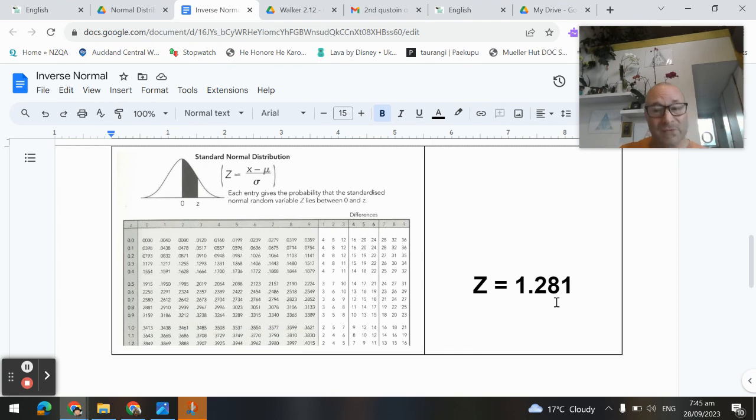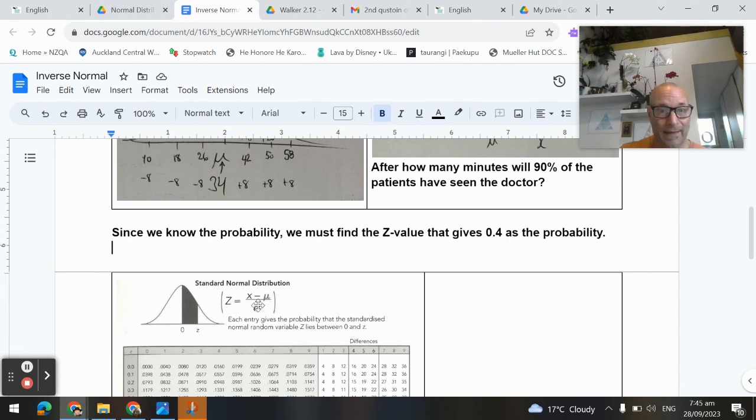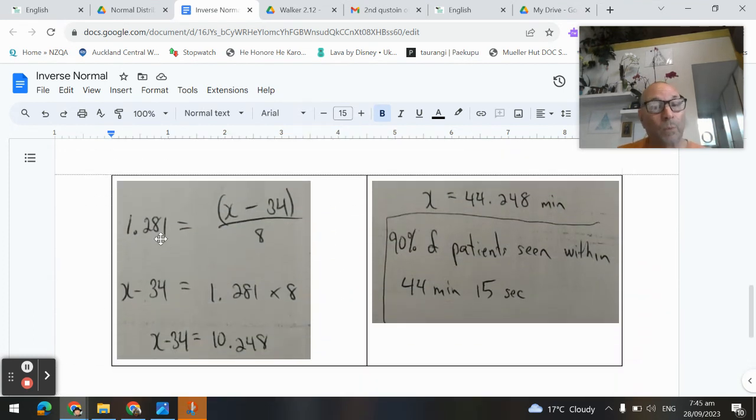So I know the Z, I know the mean, and I know the standard deviation. Only thing I don't know is the X. So I put all of that into the formula. 1.281 is X minus 34 over 8. I times these two together, so X minus 34 is 1.281 times 8. Those multiply to give 10.248. Add 34 to both sides. X is 44.248 minutes, which translates into 44 minutes, 15 seconds. 90% of patients will be seen within 44 minutes, 15 seconds.